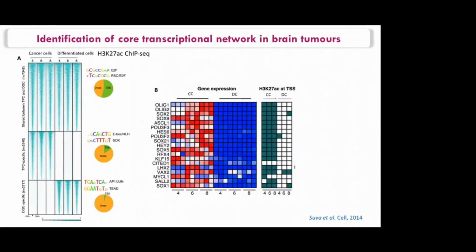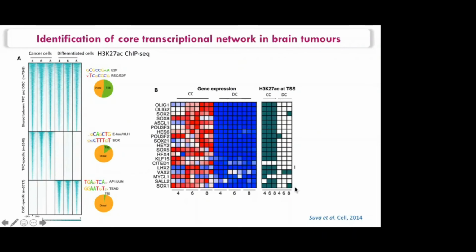So they further looked at the gene expression of all these neurodevelopmental transcription factors in cancer cells versus differentiated cells. So obviously all these transcription factors were expressed at really high levels in cancer cells, as also can be seen by H3K27 acetylation at promoter elements of these genes.